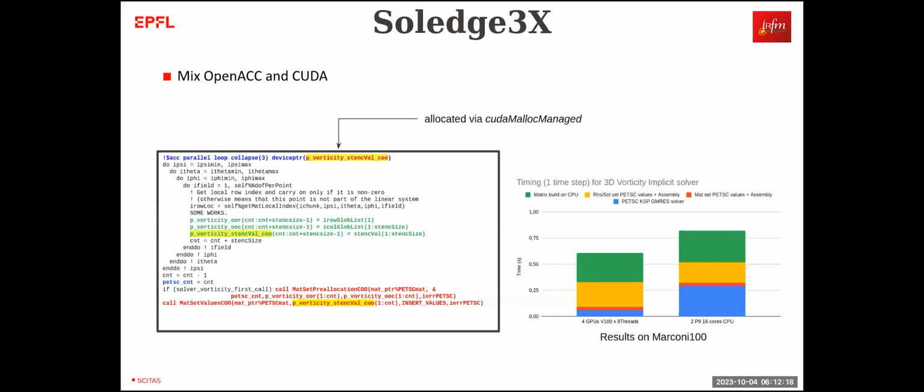And so the way that we go about doing that is that we allocate the array that we need for PETSc with CUDA malloc managed. So then that's allocated in CUDA, which makes it available for PETSc. And then when we run the loop, which creates the matrix, we use this command device pointer to tell OpenACC that it's already available. And that lets us then just fill it up in the same way we usually would with OpenACC. And then we can pass it to the PETSc command here.